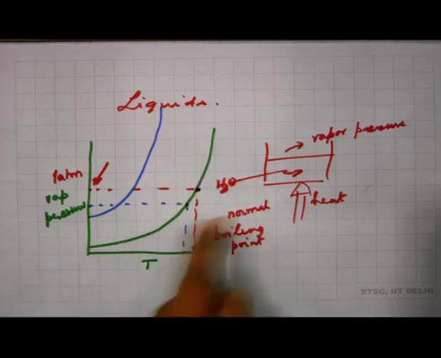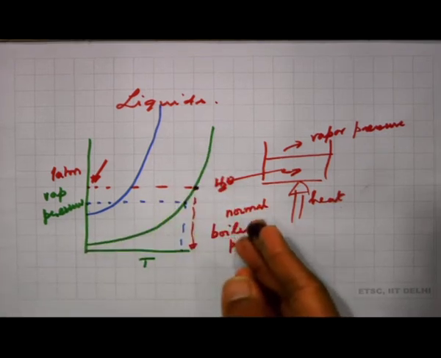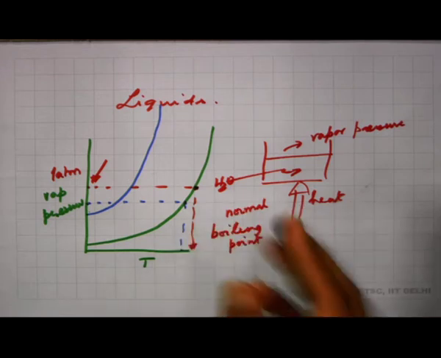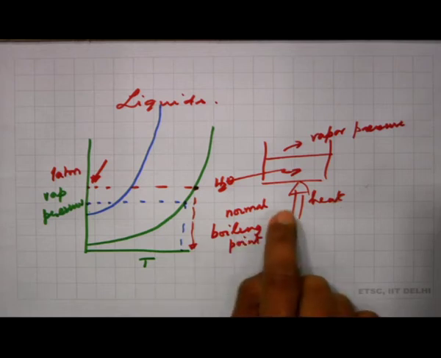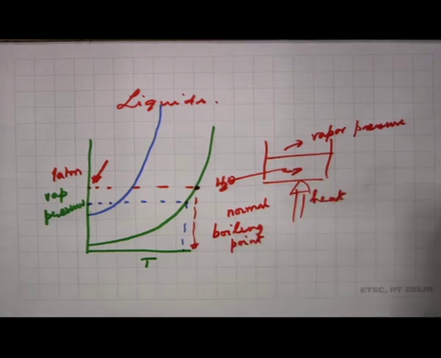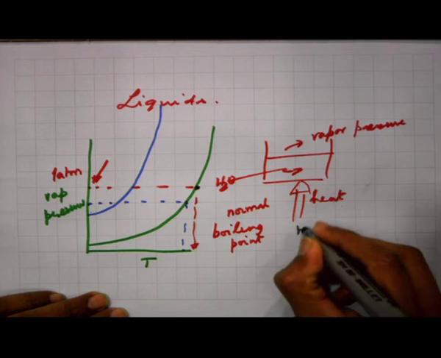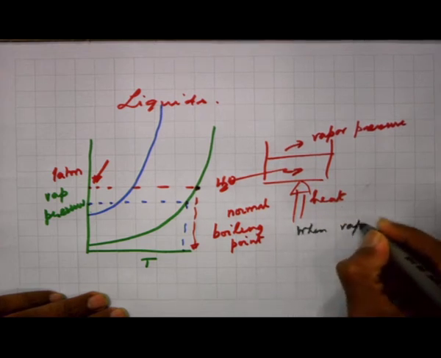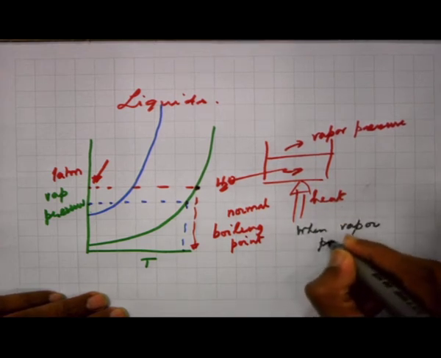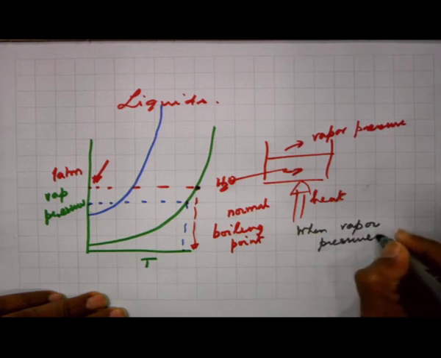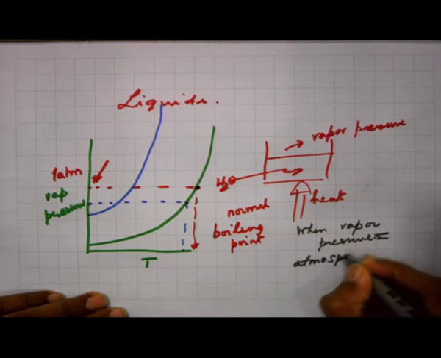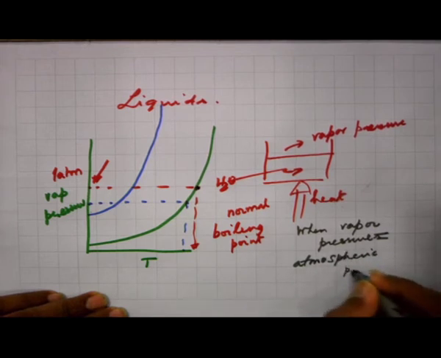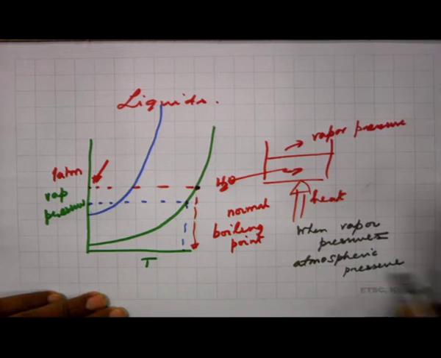So, this is how it varies, and if the pressure happens to be 1 bar, then it is called the standard boiling point, but that is not important for us here. So, what we are saying is, let me just make a note of it: when vapor pressure equals atmospheric pressure, then this is called the normal boiling point.